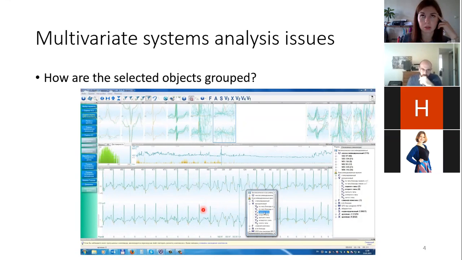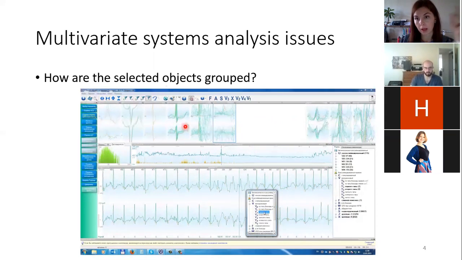We have synchronized records in several leads, from 3 to 12 or more if you need to analyze the heart closely. And in this part you see groups of complexes. These groups were generated automatically, and in some sense, in one group we have complexes which are identical.